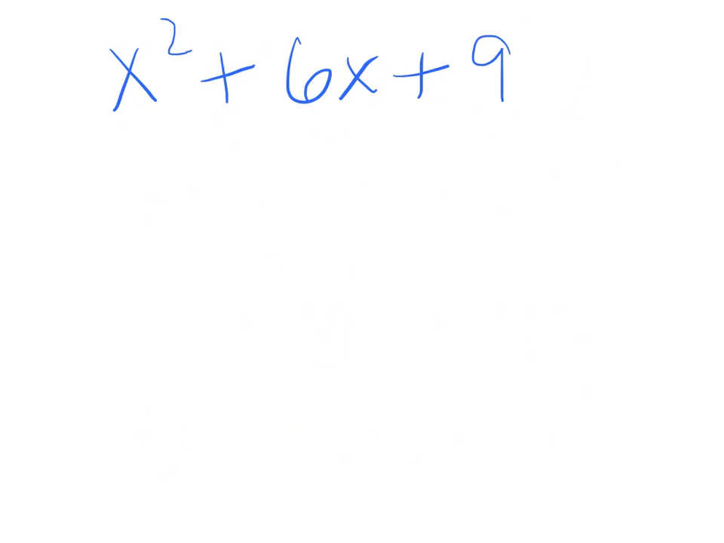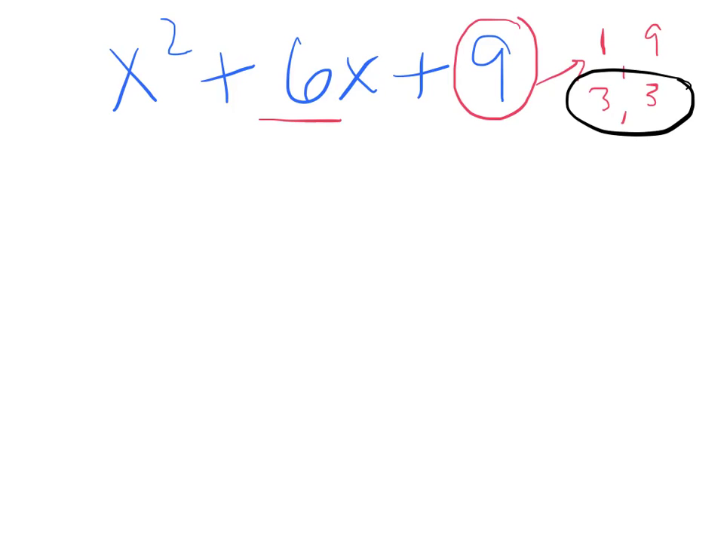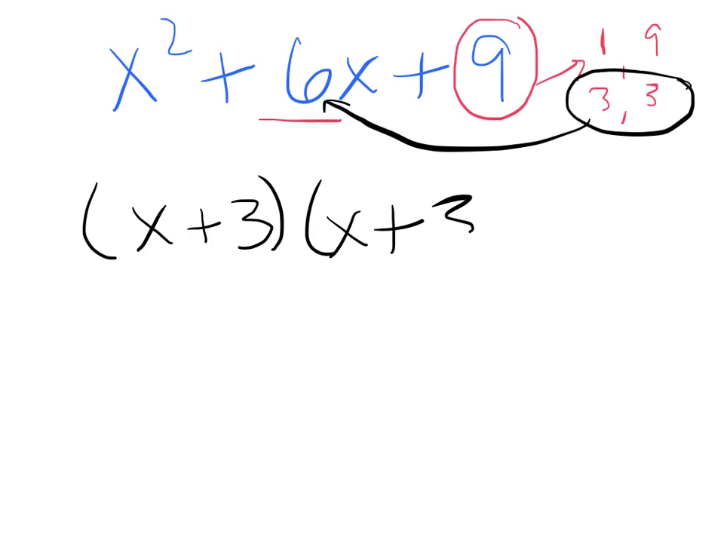This instead, what I want you to think about is what could you do that would multiply to 9 and add to 6? So the only factors I know for 9 are 1 and 9 and 3 and 3. This one is the one that will give us also this sum of 6. So I get x plus 3 times x plus 3. We've seen this a couple times in class along the way.